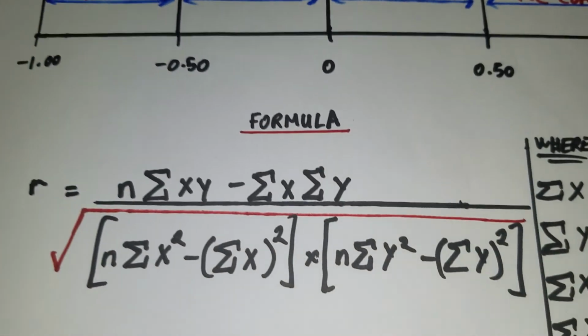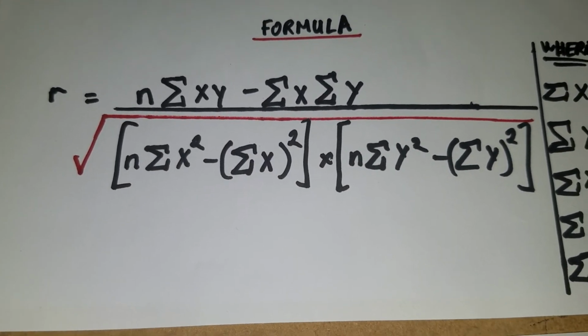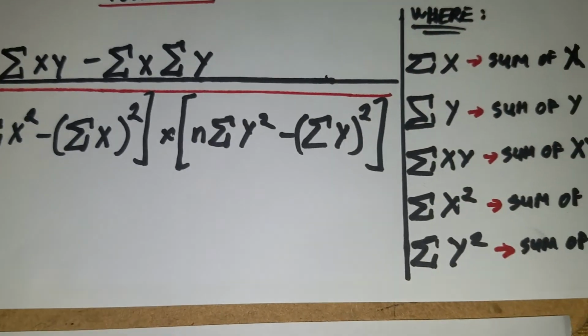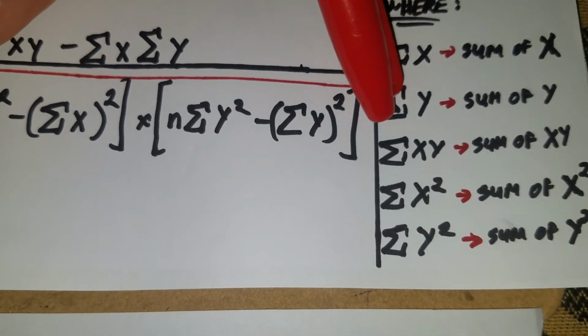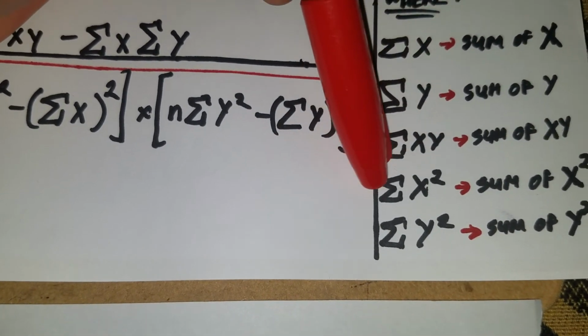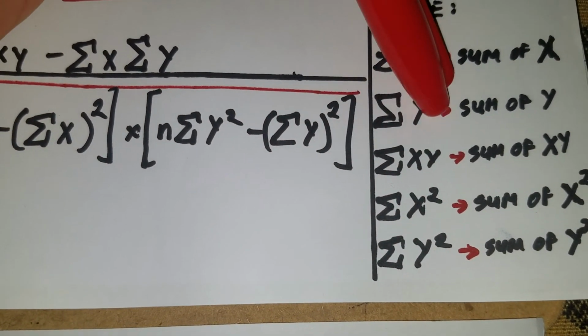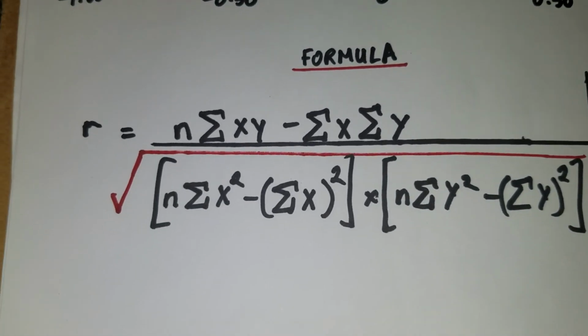The next important thing we need to learn is the formula for calculating the coefficient of correlation. Now, let's go to our key. This means sum of x, sum of y, sum of x times y, sum of x squared, and sum of y squared. Now that we have that, we look back at the formula.